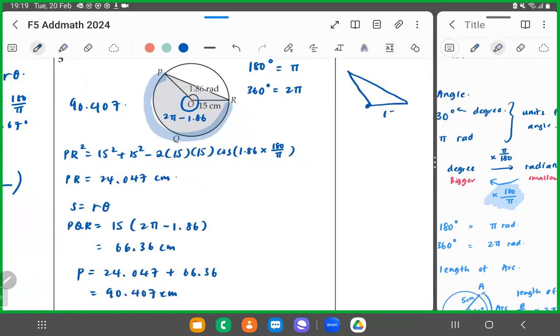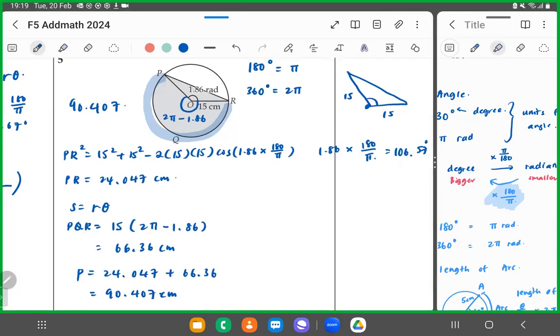For that triangle, you have 15, 15 here. This angle, we changed just now, right? No? Okay, change this one to degrees first. 1.86 times 180 divided by pi, change it to degrees, I will get 106.57.